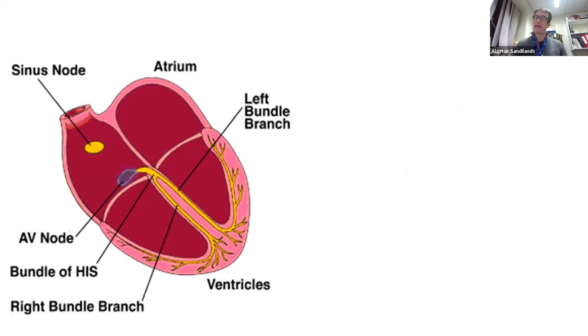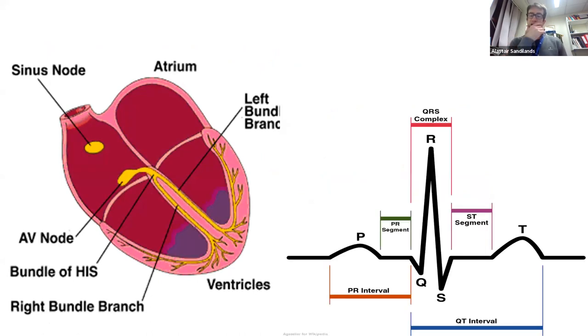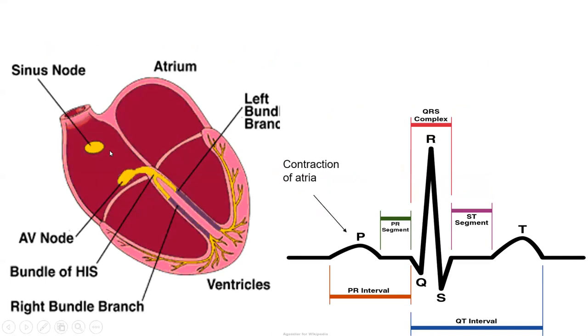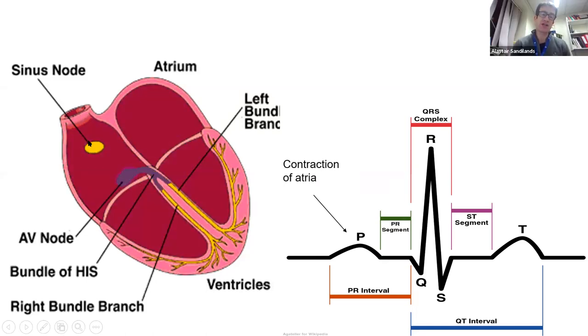So how do we generate our signals? Let's try and think about what is happening in the heart. To start off with, we've got stimulation from the sinus node. This will generate our P wave with contraction across the atria going into the AV node. So conduction into the AV node is the PR segment. If there's a problem with your AV node, the PR segment can be prolonged, but that conduction from the atrium into the AV node is your PR interval.